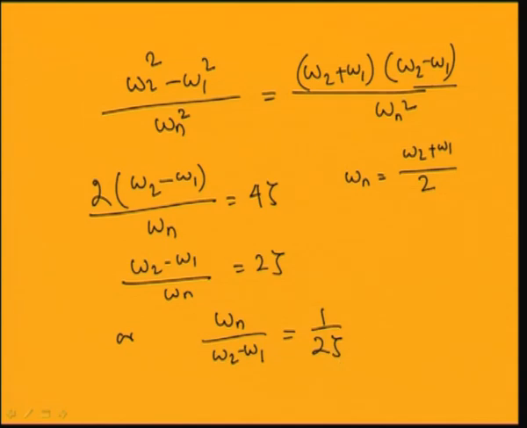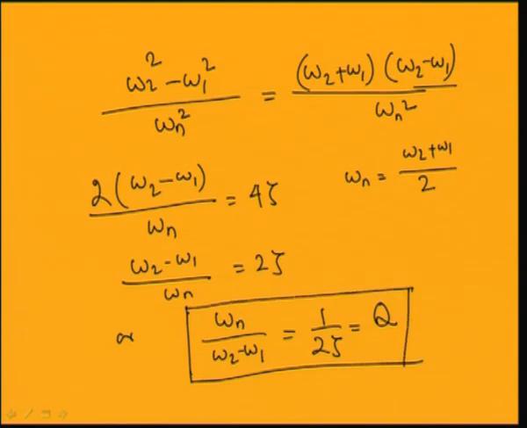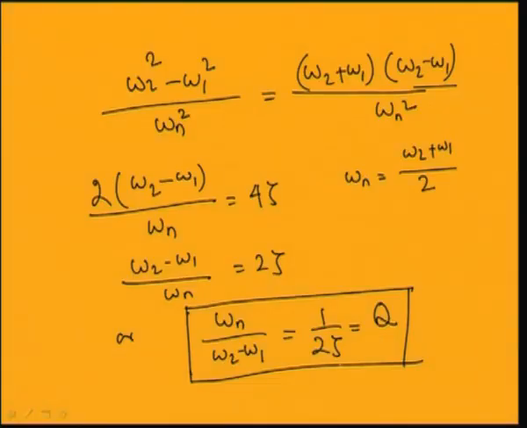So, this is equal to the maximum amplitude at resonance. This factor, omega n by (omega 2 minus omega 1), is known as the quality factor of the system. Also, it shows the sharpness of the resonance of a system. So, this quality factor or sharpness of resonance is a function of damping only. It does not depend on other system parameters.